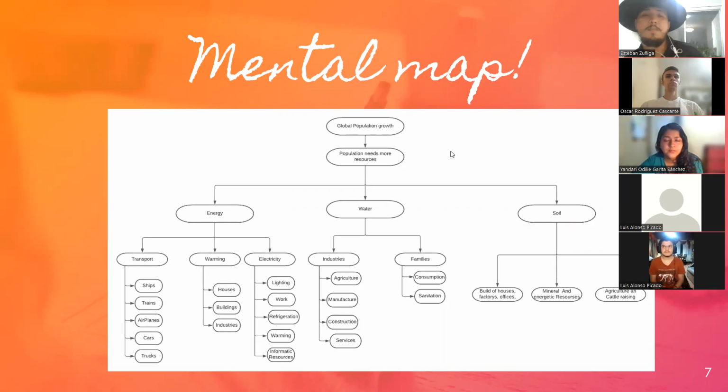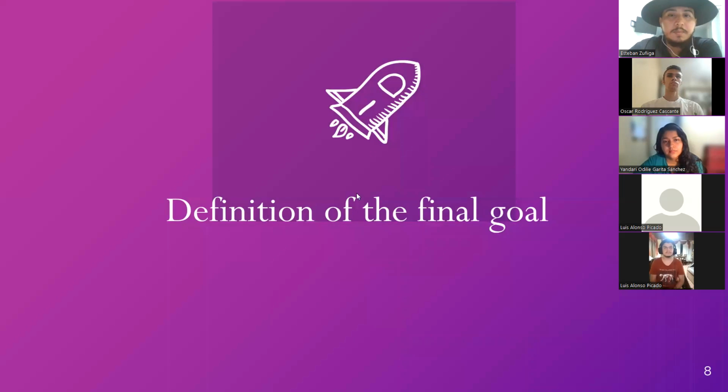So the mental map that we chose is about global population growth because as men and women of science, we need to produce more using fewer resources and be conscious about the things that we do and how we do them. Definition of the final goal.